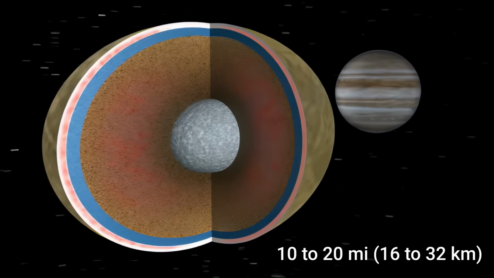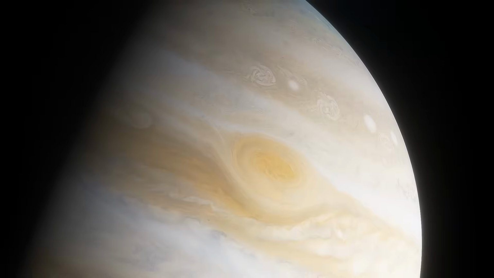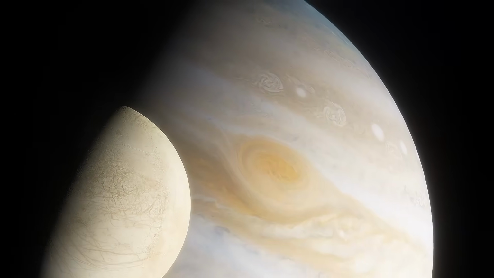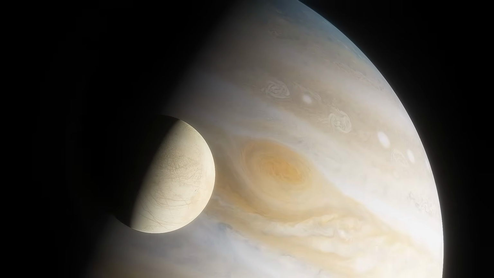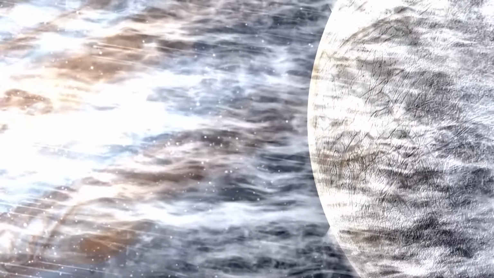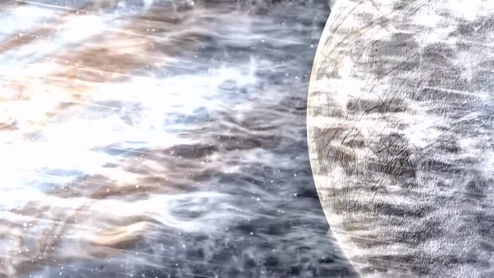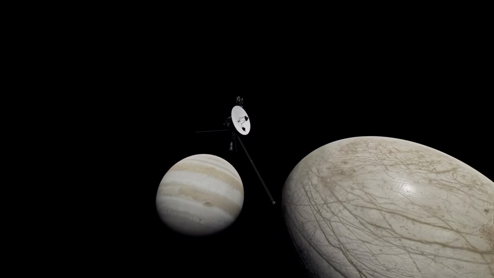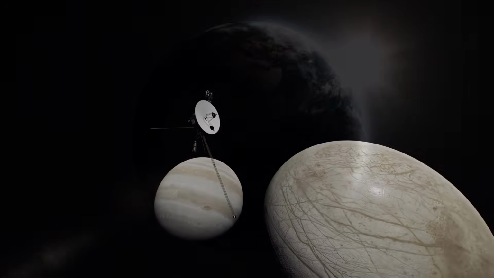Europa's ocean stays liquid because of tidal forces from Jupiter's gravity. The planet's massive pull stretches and squeezes the moon, creating friction, which heats up the interior, stopping the ocean from freezing solid. And the most exciting part is that scientists think water plumes might be erupting from cracks in Europa's ice, shooting ocean water into space. Now, if that's true, we could potentially sample the ocean without having to drill through miles of ice.